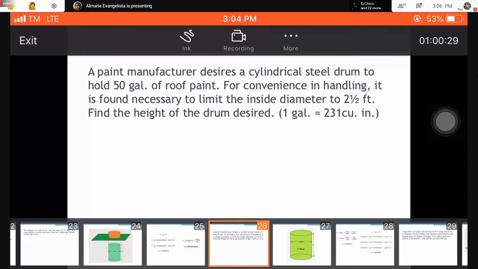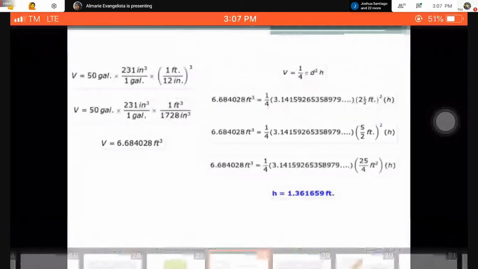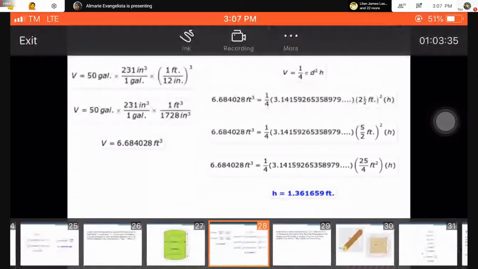May nakakuha ba ng tamang sagot? 1.36 feet. Ayan. Gets nyo naman yung process, guys. Wag lang kayong malilito, tingnan nyo yung mga units, kung ano yung dapat i-convert, and tsaka pa lang kayo mag-proceed doon sa pinaka tinatanong. So, ayun. Next problem.